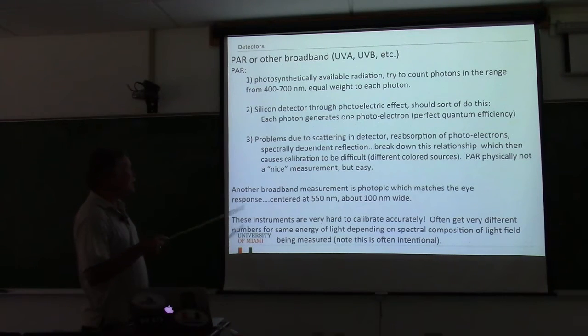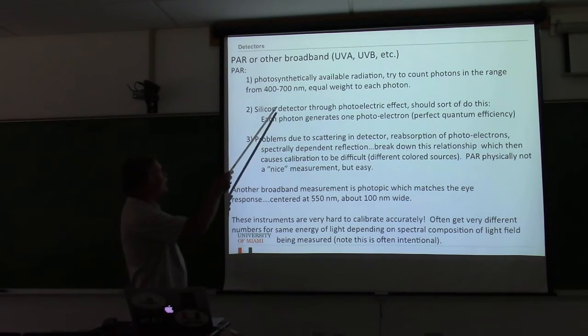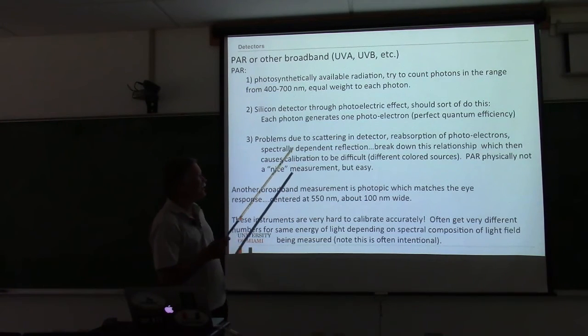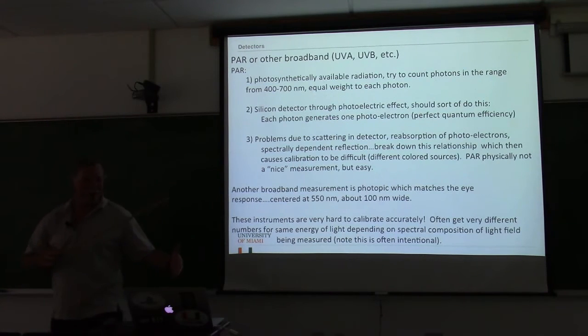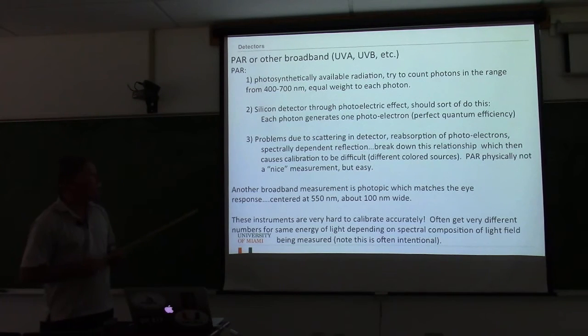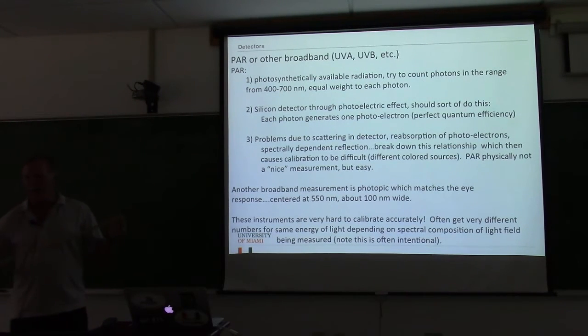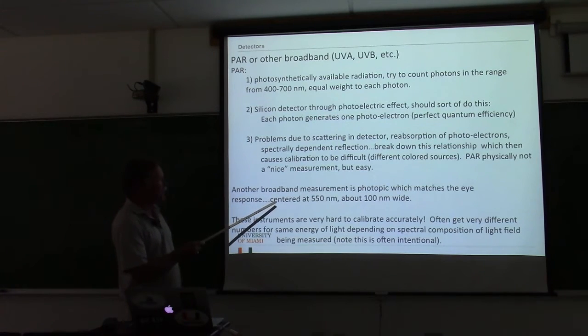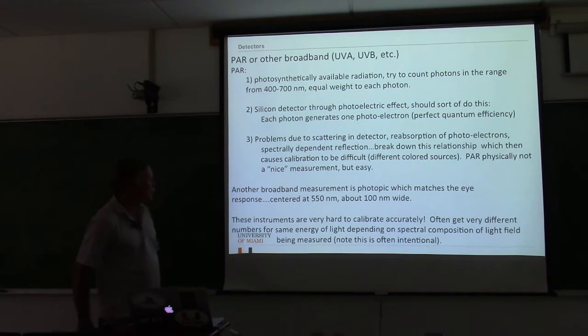So there's other issues that make it harder to measure PAR than it should be with a detector. In the end, it's a simple measurement to describe. You're trying to calculate the number of electrons, but it's physically not that easy to build a really good PAR detector. Okay, so there's going to be approximations going in there.